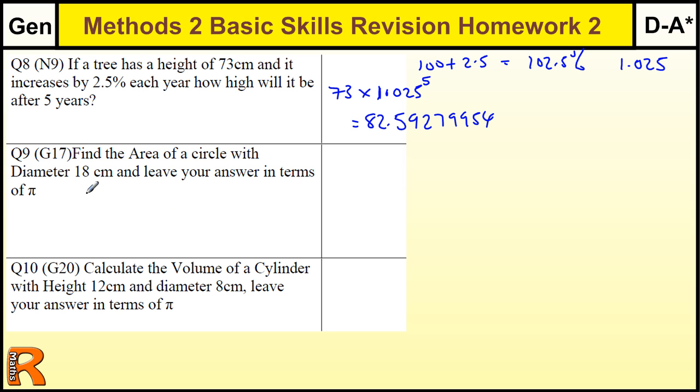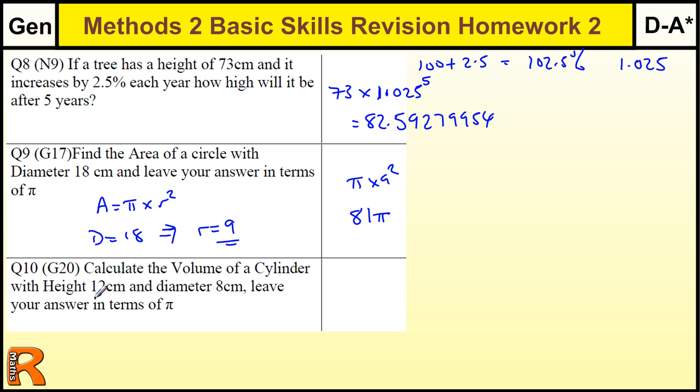Find the area of a circle with diameter 18. The area of a circle is equal to pi times the radius squared. Diameter is 18. That tells us that the radius is half of that, which is 9. So pi times 9 squared. 9 squared is 81, and leave it in terms of pi, that means 81 pi.